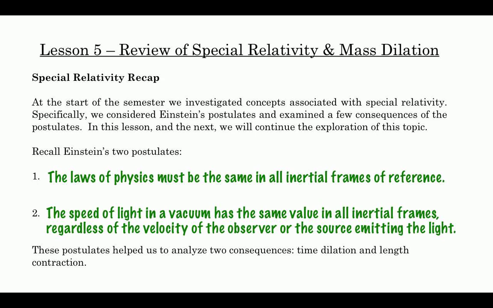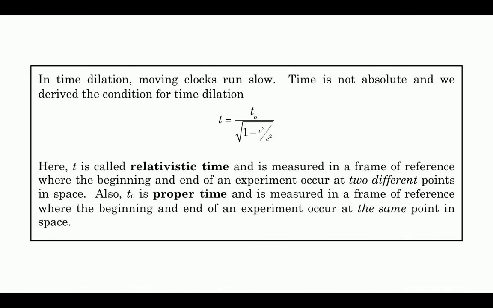Okay, so these postulates really helped us to analyze two of these consequences, time dilation and length contraction. In time dilation, moving clocks run slow. Time is not absolute. This sentence right here, time is not absolute, is one of the most important sentences that we looked at before, right? And we derived the condition for time dilation. When you go close to the speed of light, time is not moving for you the same as it is for other people. So we defined these two terms, these relativistic times, right?